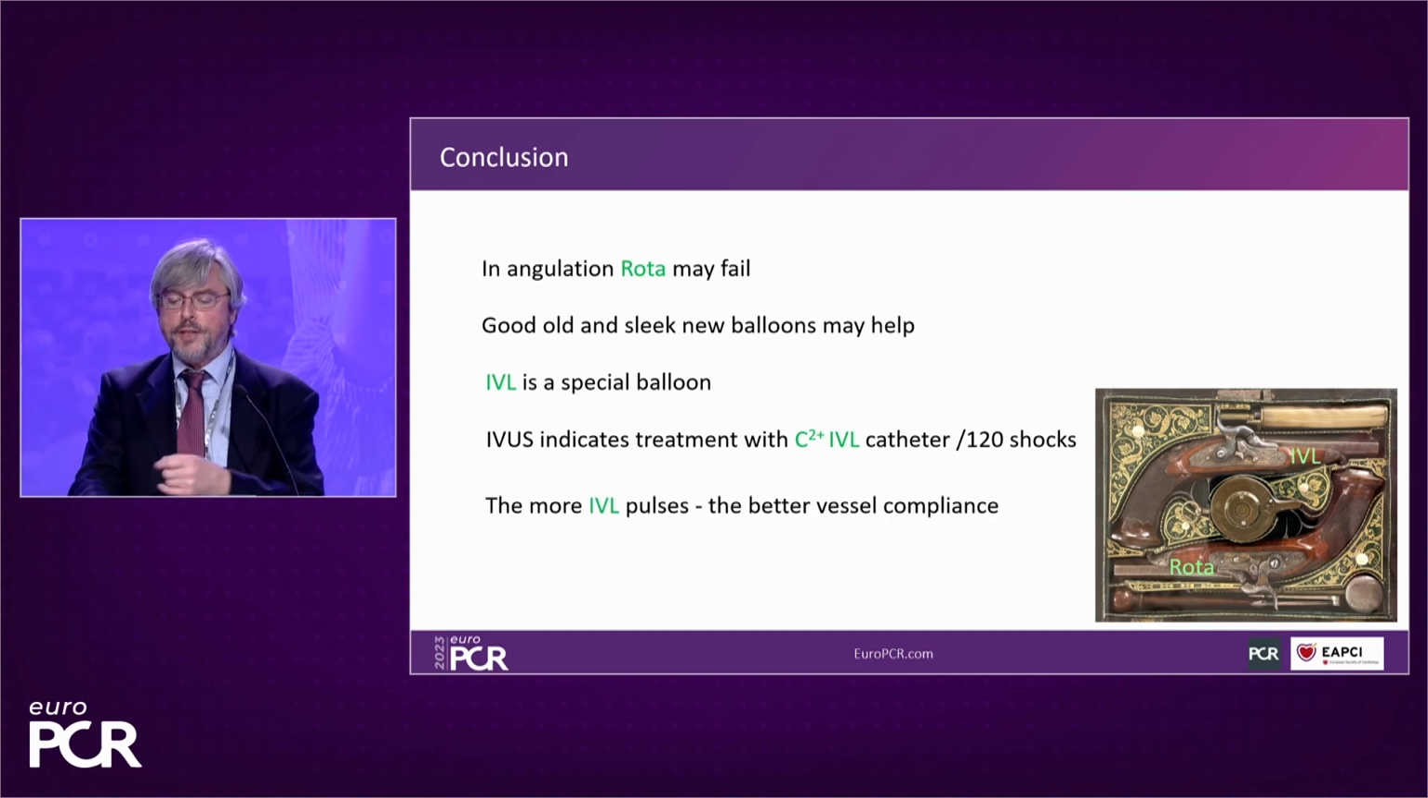You see this box here. This box is presented to gentlemen to shoot at each other. These are two very good weapons. So IVL and rotor are both very good weapons, but I do not suggest to have them shoot at each other. It's not device against device. It's device supporting device for the good of our patient.